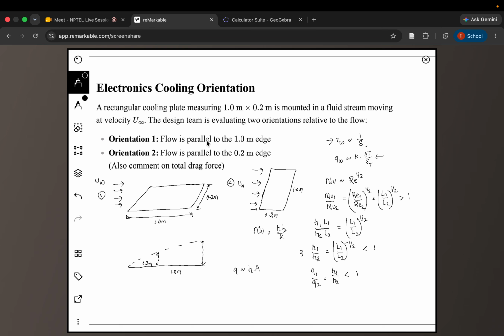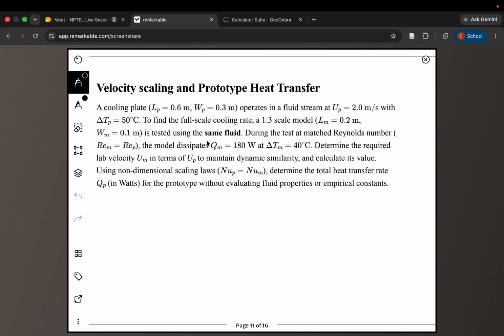Okay, I need to also comment on the drag force. What happens to the total drag force? Or maybe we'll take it up as a separate problem. You can take this as a self exercise. We are almost at 6:30. So take this as a self exercise, like a homework, where you try to estimate the total drag force, which we will anyway take up in the next problem.